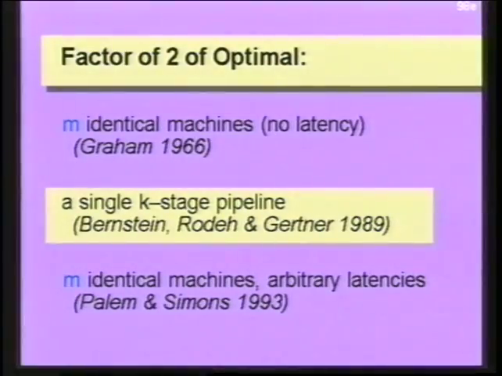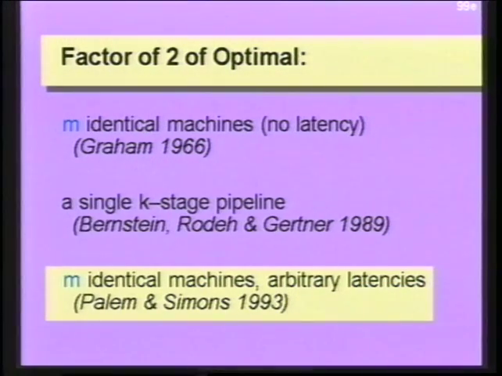The same holds true for scheduling a single pipeline with k stages, or M identical machines, not pipelines, but machines with arbitrary latencies. All right, we know that the greedy scheduling heuristic will do reasonably well, or at least is guaranteed not to do terribly for the problems that we just mentioned.